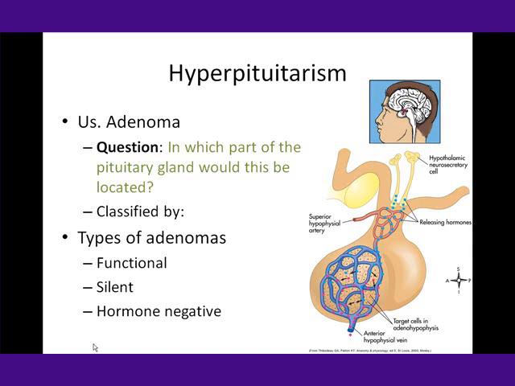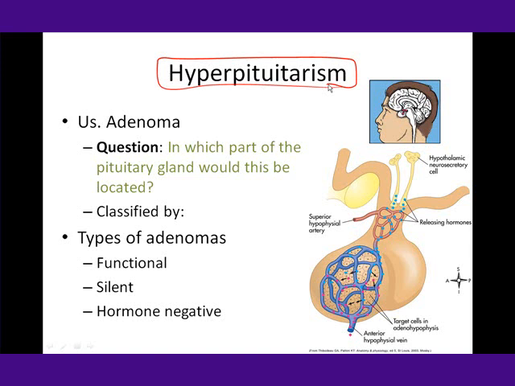So hyperpituitarism is a condition wherein you have overproduction of one or more hormones in the pituitary. And notice I said one or more hormones. The pituitary gland releases a number of different hormones. And so you can have only one hormone being overproduced. You could have multiple hormones being overproduced.